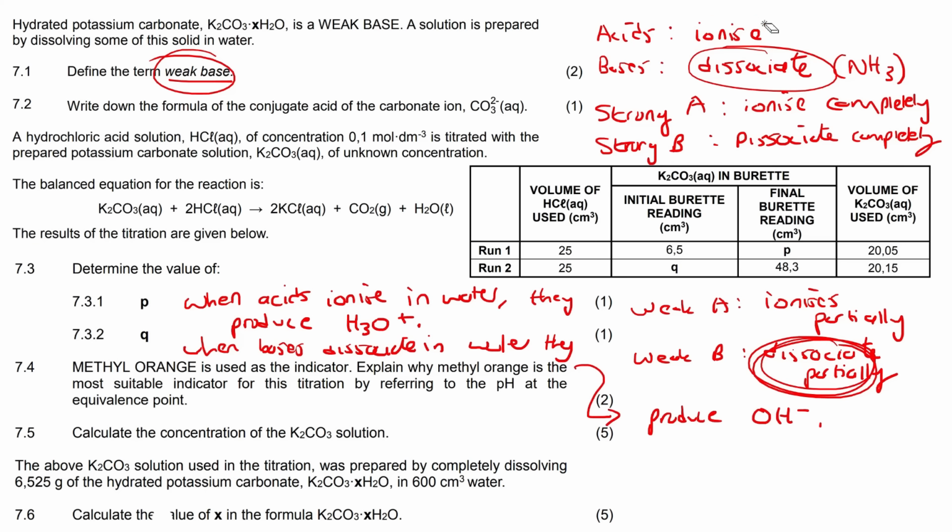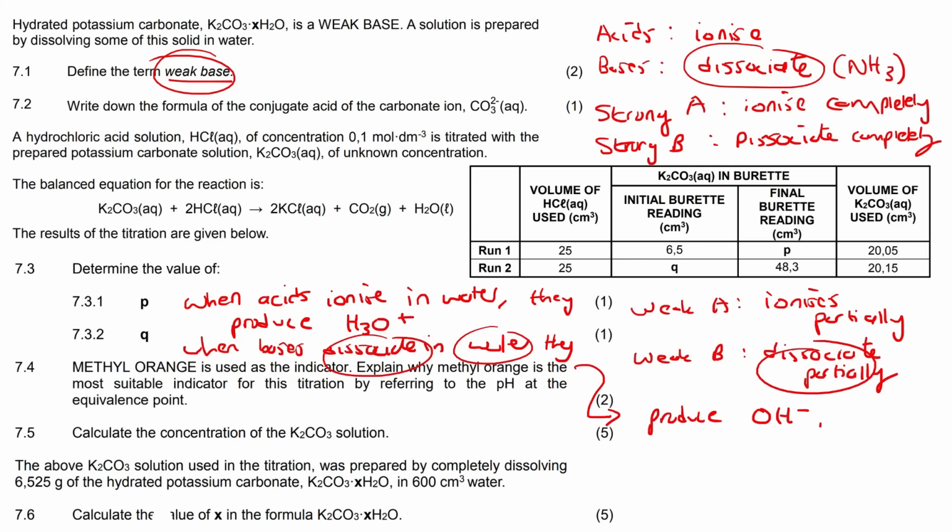Okay. When acids ionize, if it's a strong acid, it ionizes completely, so it will produce a lot of H3O+. If something is weak, then it won't produce a lot. So for example, if you have a weak base, then it would dissociate in water, but it would only dissociate partially, like we said over here, and so it wouldn't produce a lot of OH minus. It would only produce a small amount of OH minus.